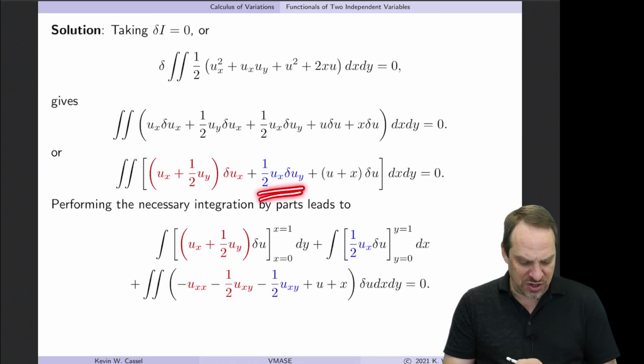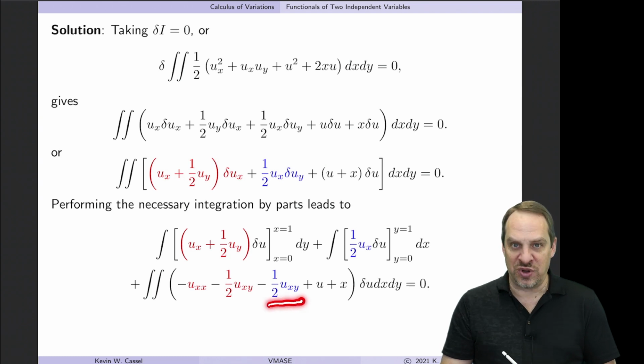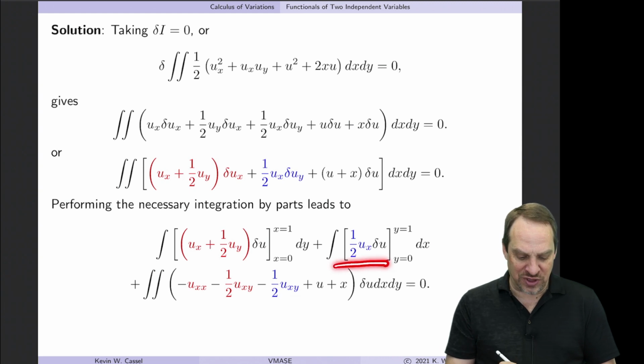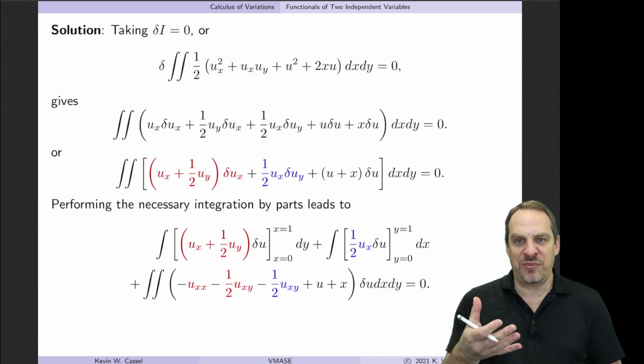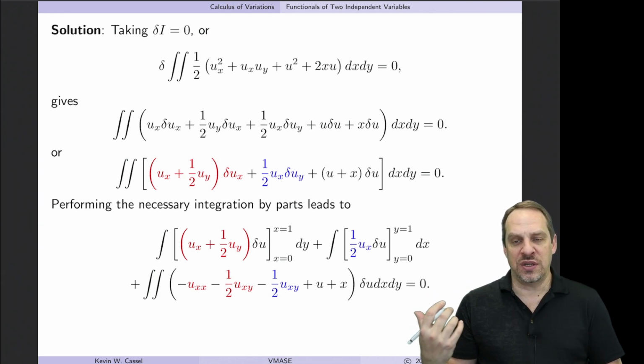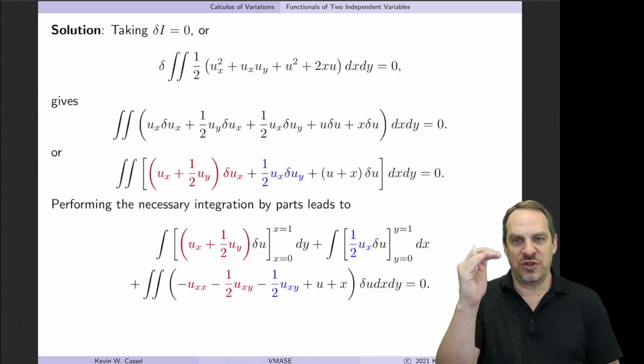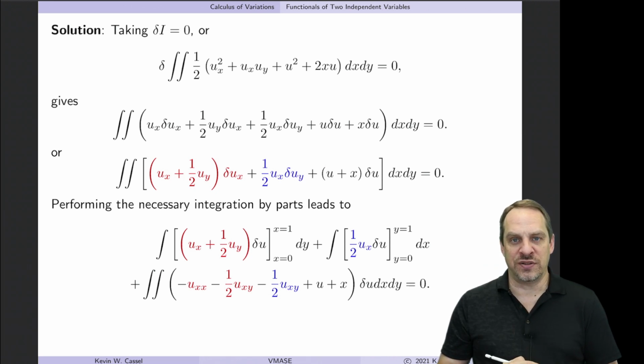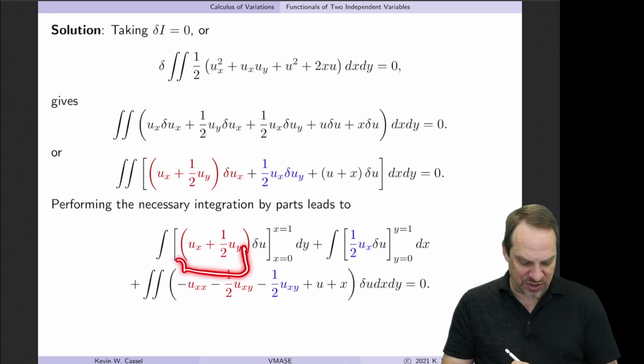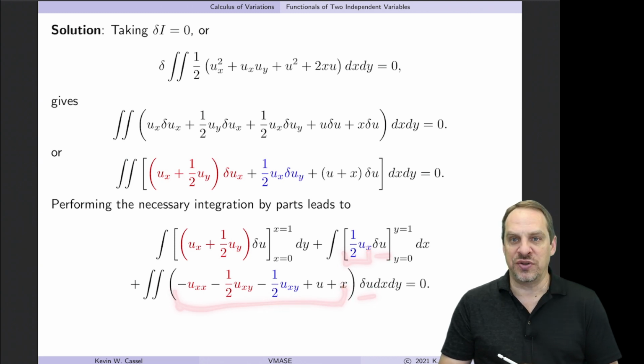Similarly, for the blue term here, that's a partial y. So that partial y gets moved over here. So that's a u sub xy, so partial squared partial x partial y. And then we get the term evaluated at the endpoints. Now in this case, it's y equal to 0 and y equal to 1. So this is instead of the application of the divergence theorem as we did in the more general case. Because the boundary is just horizontal and vertical lines, we can do the integration by parts in the usual way. So you'll notice now we have something times delta u, something times delta u, and something times delta u.